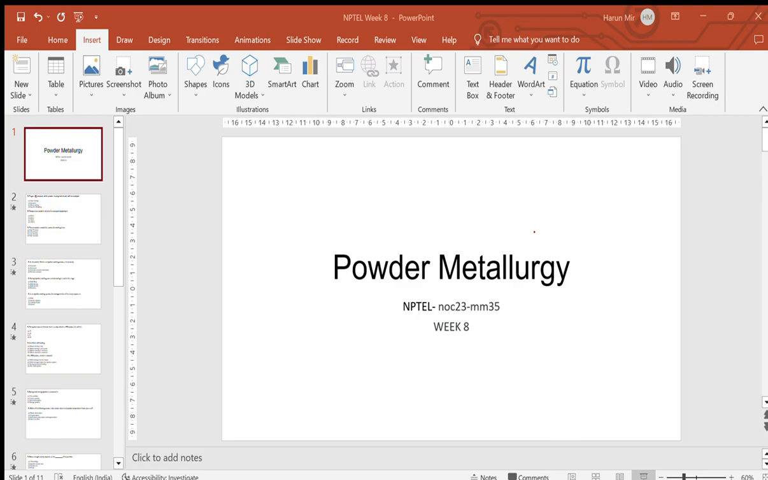Then we have another question that says that in the PIM process, binder is removed while feeding from the hopper, while homogenization in the injection system, during pressurized cooling, or after mold injection.